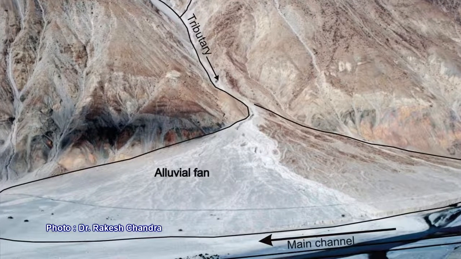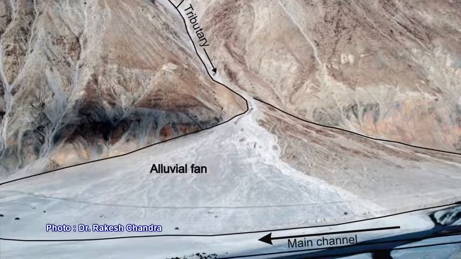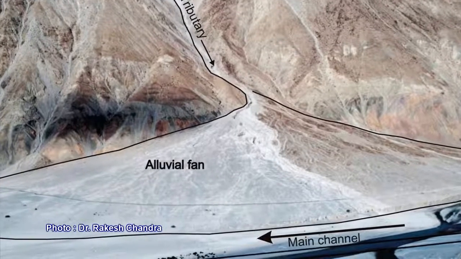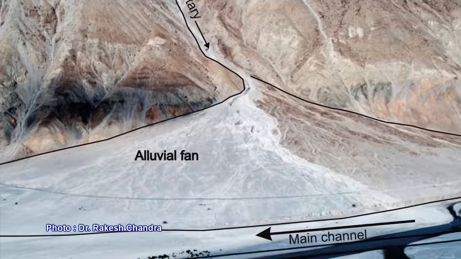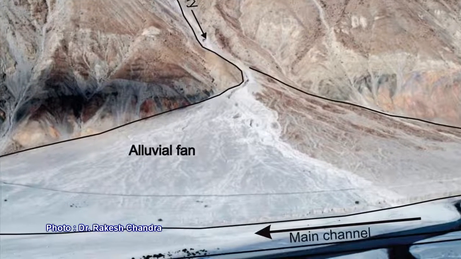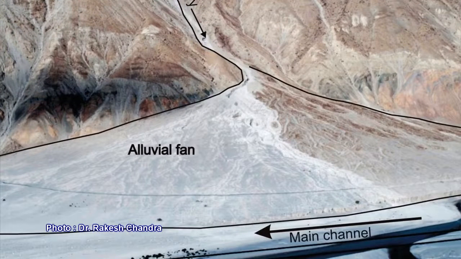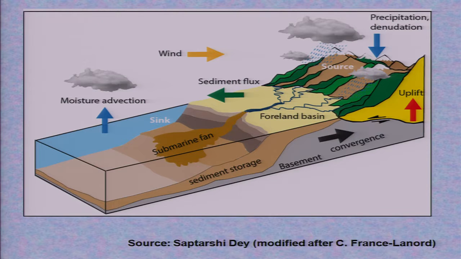Alluvial fans and alluvial cones are those structures which are formed by the sediments brought down by the rivers deposited in the form of a cone or fan. The entire process of formation of the basin, how the movement has taken place, is shown in this slide.